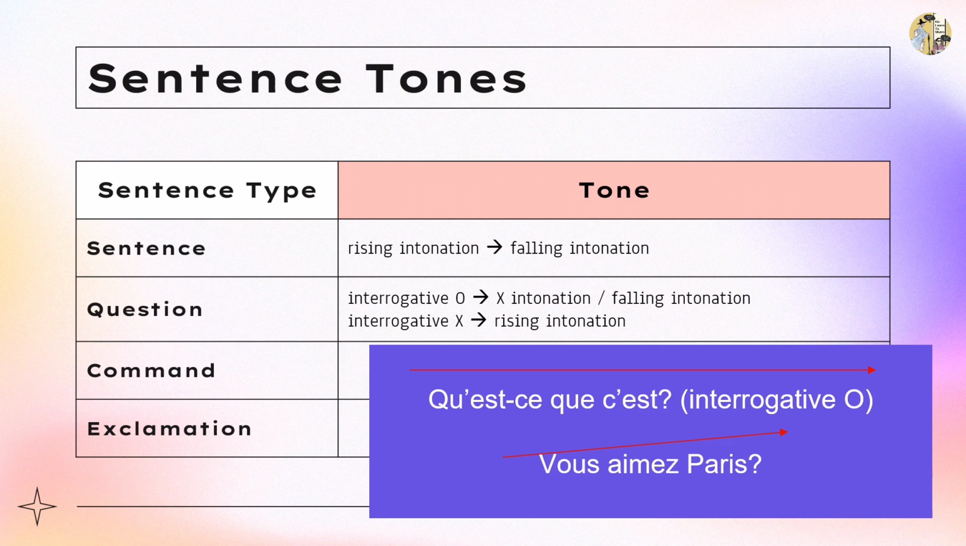And there is another case when you don't have an interrogative. Then you should use a rising intonation, just like you do in English. So for example, can I have a cup of water? I'm raising my voice. This is a rising intonation. So that should equally happen in French too. So here, vous aimez Paris? Do you like Paris? I'm raising my voice. This is a rising intonation.